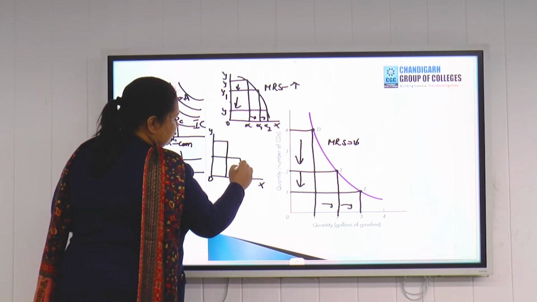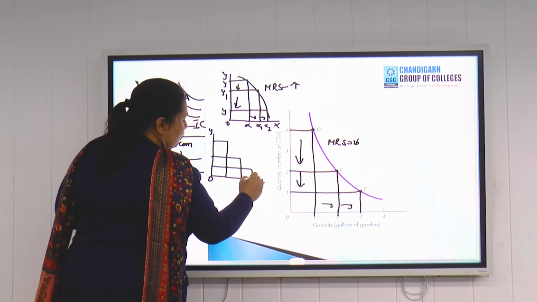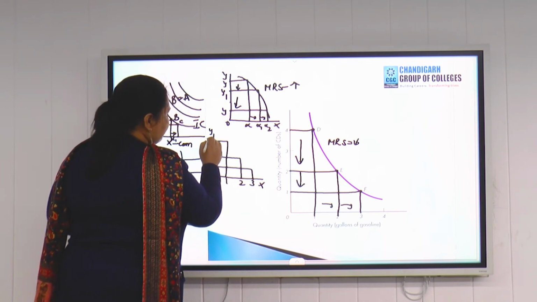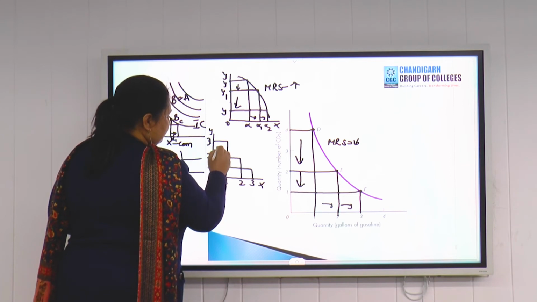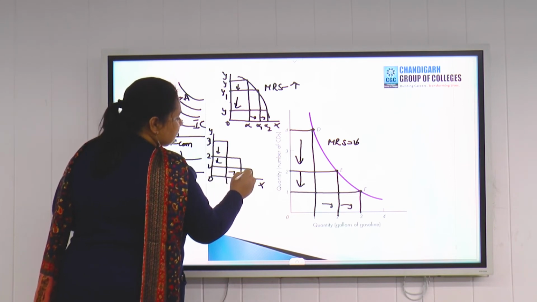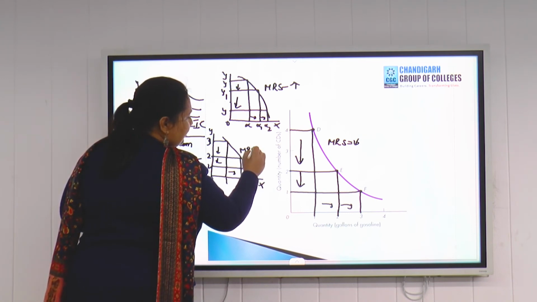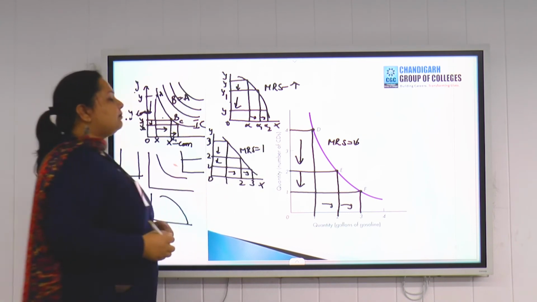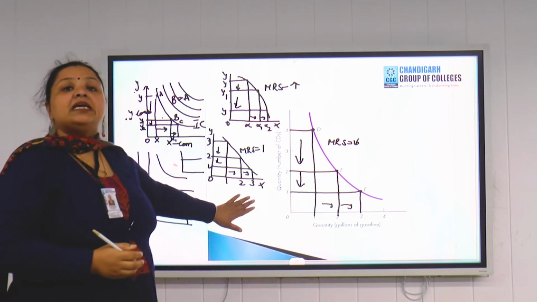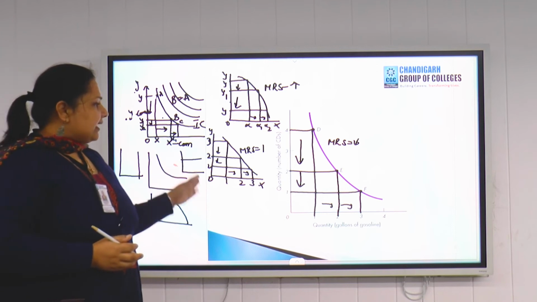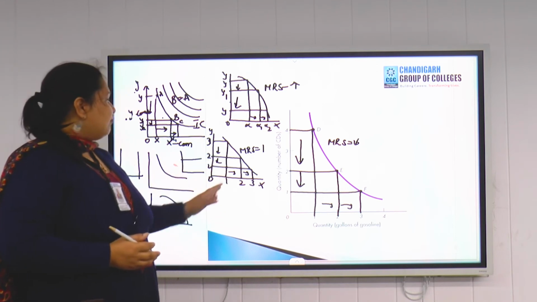Here the marginal rate of substitution will be equal to 1. To increase one commodity, I am sacrificing 1. Okay, here MRS is equal to 1. Again, this cannot be an indifference curve because this rate should be diminishing. It should not be 1. Yes, it can be 1 if there are perfect substitutes.